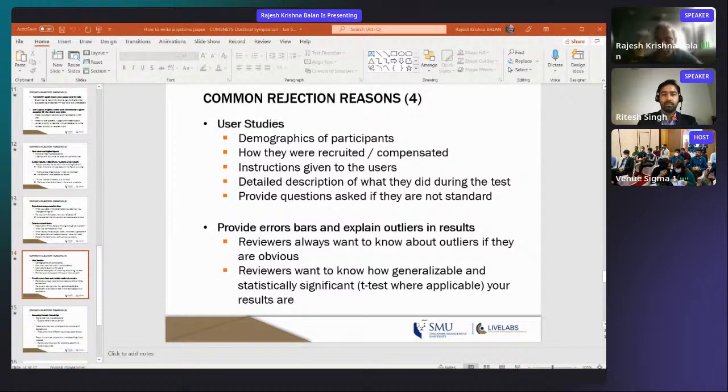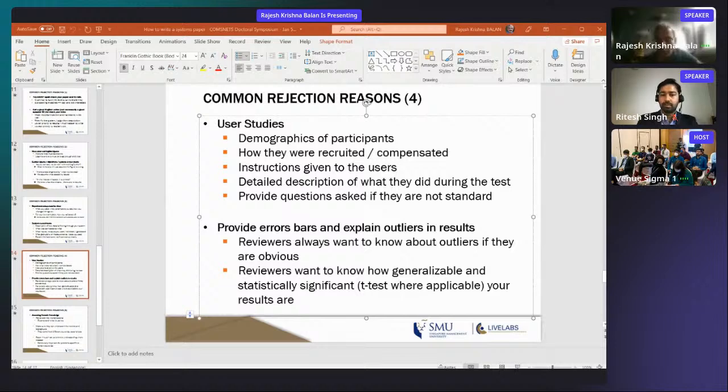If you have error bars, please provide error bars and explain outliers in the results. If you have an outlier in the result, please don't assume people will ignore it. Most reviewers will just focus directly on the outlier and ask what's going on here, right? And if you haven't explained it, they'll be wondering why you have not explained it as well. Any questions up to now? Anything anybody wants to know, right?